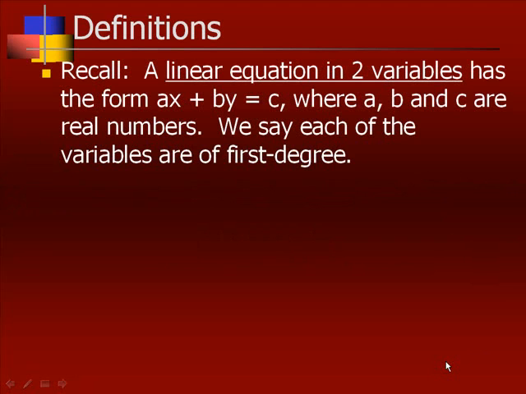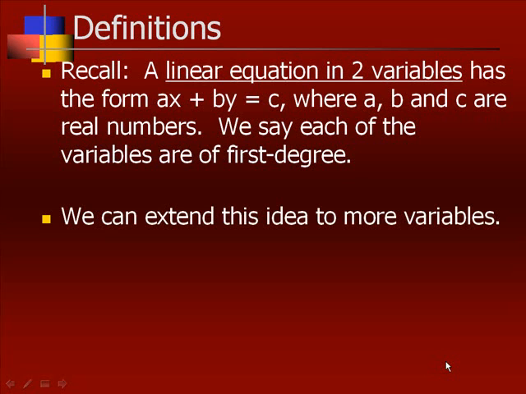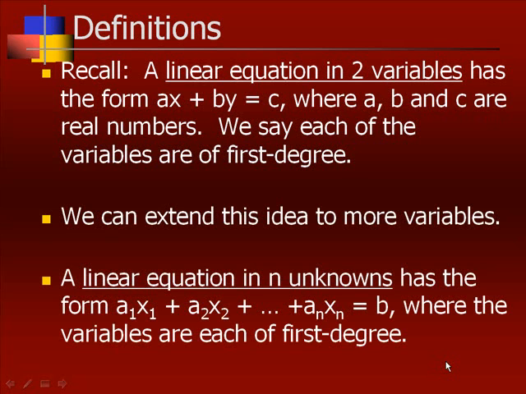Recall a linear equation in two variables has the form ax plus by equals c, where a, b, and c are real numbers. We say each of the variables is of first degree because there are no powers on the variables x and y. We can extend this idea to more variables.